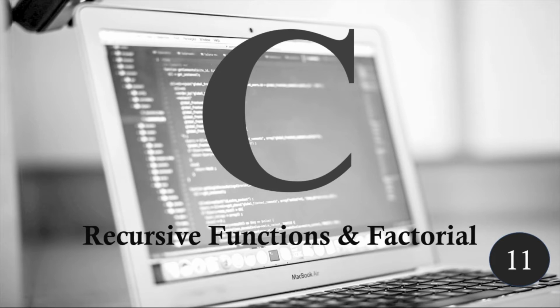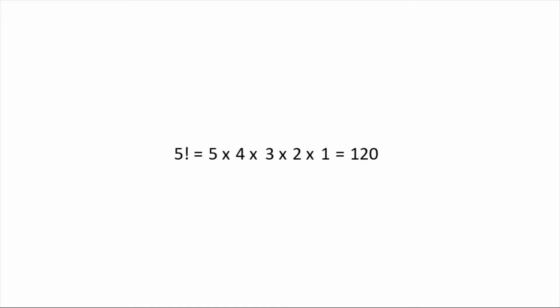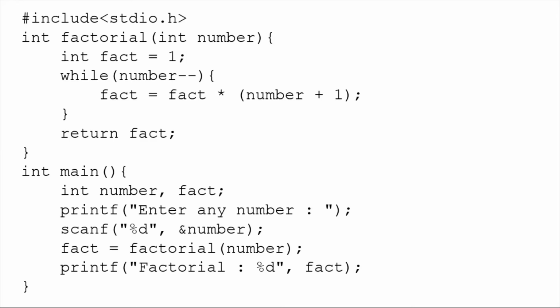The best example for function recursion is finding the factorial of a number. First, let's see how we can find factorial using loops. Now factorial of 5 is 5 into 4 into 3 into 2 into 1, that is 120. Now to program this sequence as it is, we can use the while loop, like while number minus minus, factorial is equal to fact into number plus 1.